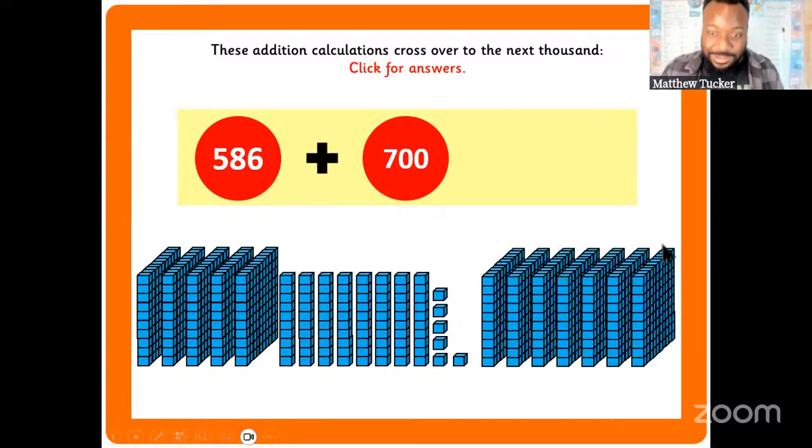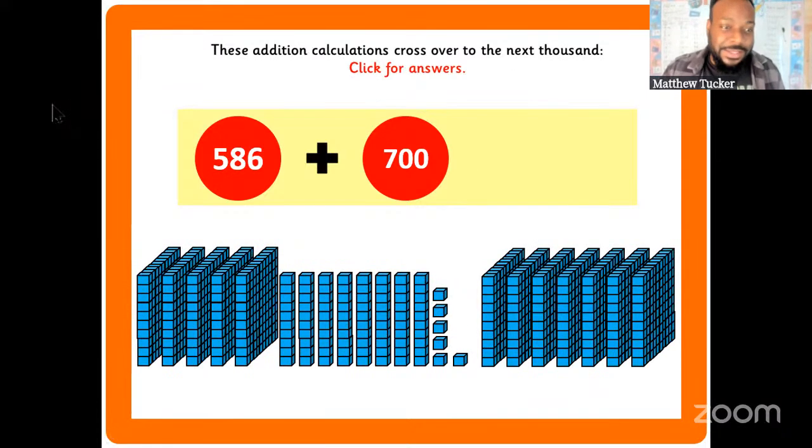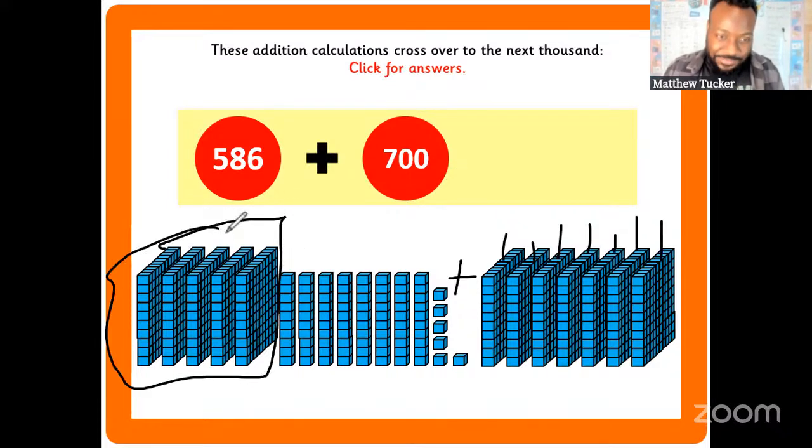Okay, we are clicking forward. There we go. Okay, so look, what's happened here? All right, so this here plus, and then we've got the 700. 1, 2, 3, 4, 5, 6, 7. And we have 5 here, haven't we?